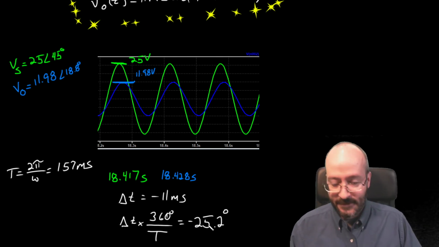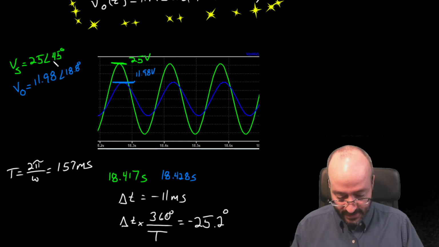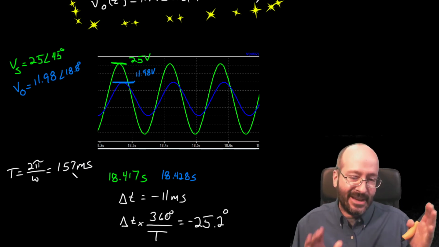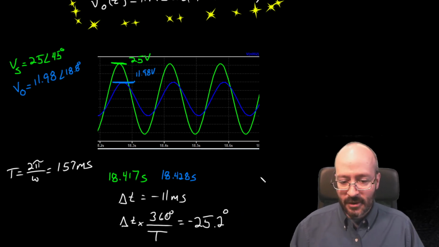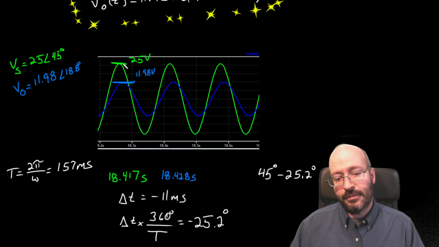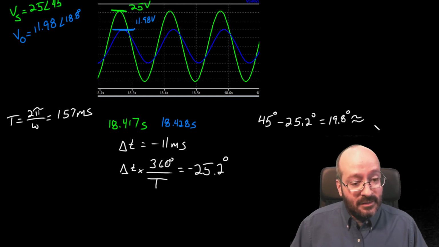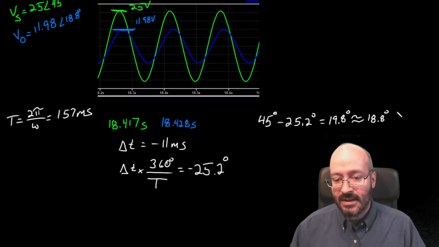Now, wait a second, that doesn't match 18. I call shenanigans, right? But if I take the 45 up here, and I subtract 25.2, I get 19.8. Ooh, I'm off by a degree. I'm going to chalk that up to a little bit of error in reading my plot. Okay, so putting that all together, we say 45 degrees minus 25.2 degrees, because that's the shift of the blue from the green, is equal to 19.8 degrees. And because of my plot reading skills and some discretization, because it's a digital simulation, we're going to say that's pretty close. It's a degree off of 18.8 degrees.